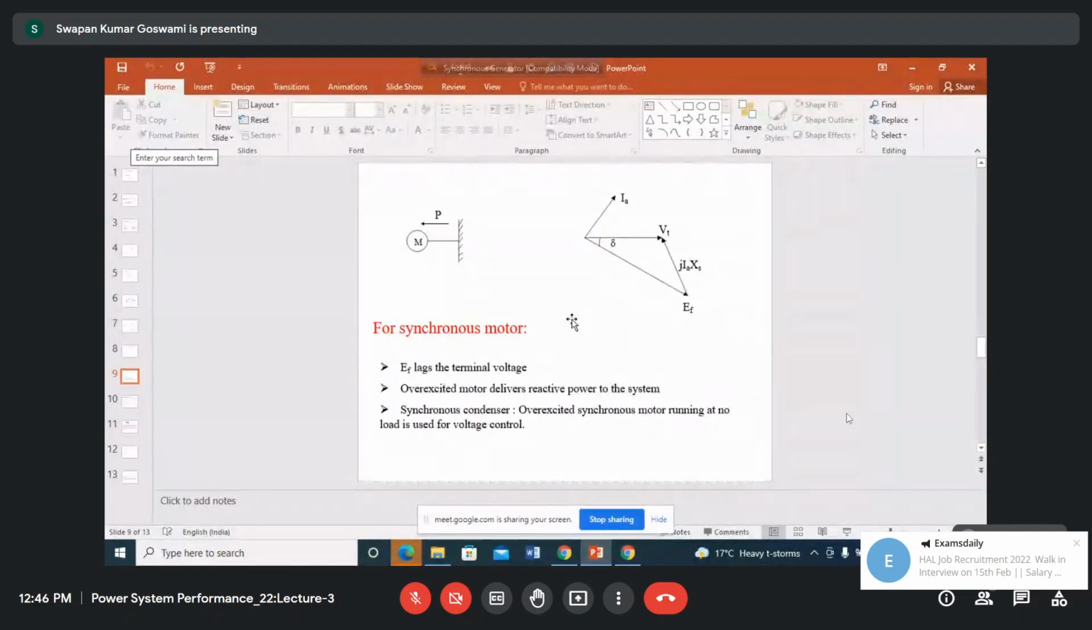And what is the purpose of delivering this reactive power? By delivering reactive power, the motor will take part in voltage control, because we know that reactive power and voltage are strongly coupled, and for controlling the voltage, it is the reactive power flow that has to be controlled. So a synchronous motor may therefore be utilized for voltage control purposes.